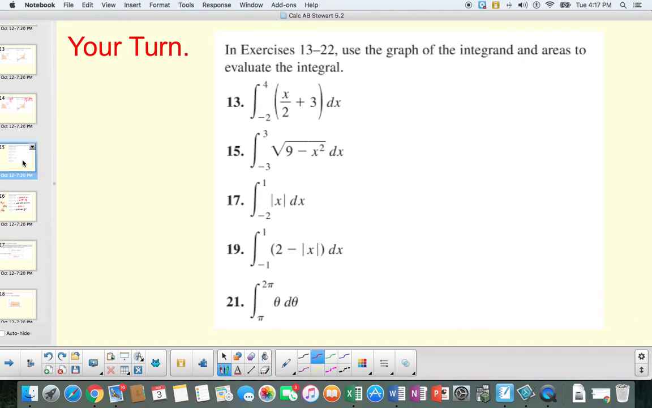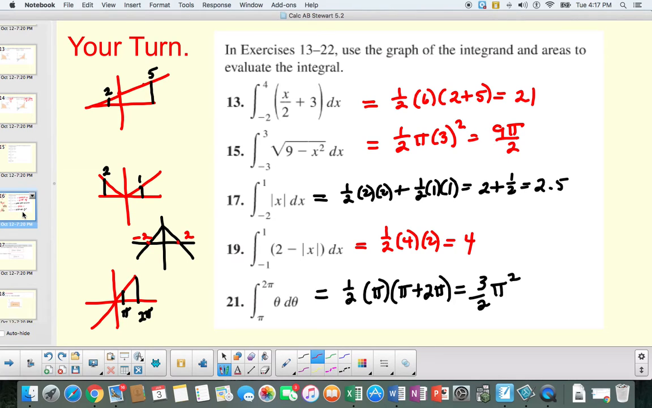Okay, another opportunity for you to check your work. Go ahead, see if you can graph all of these and find these areas. Here are the answers.